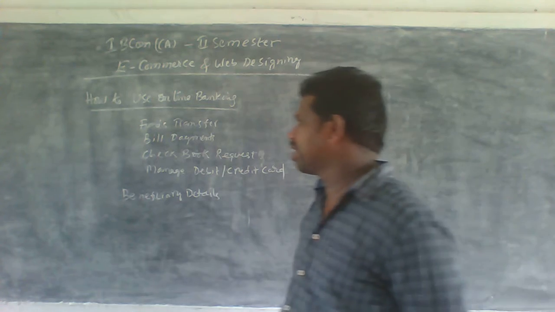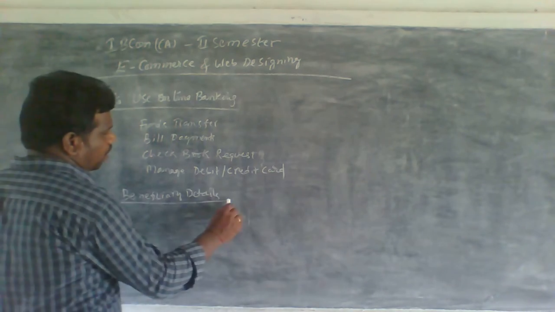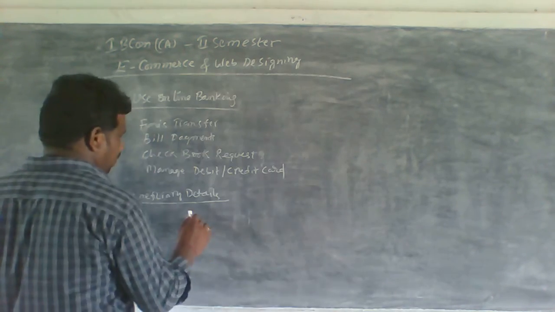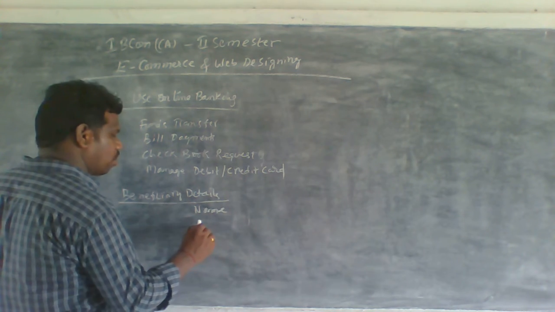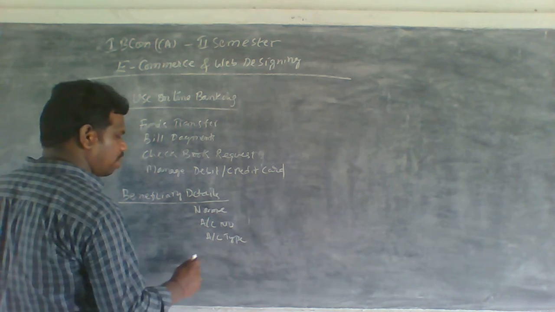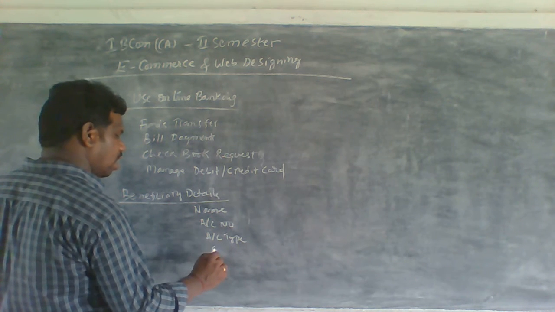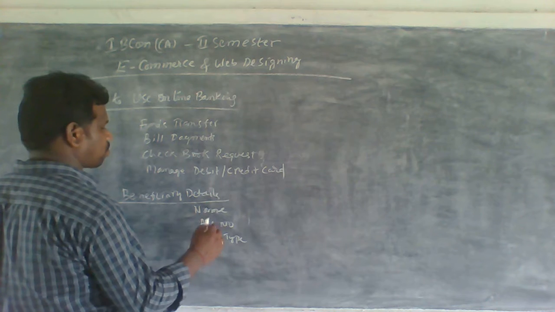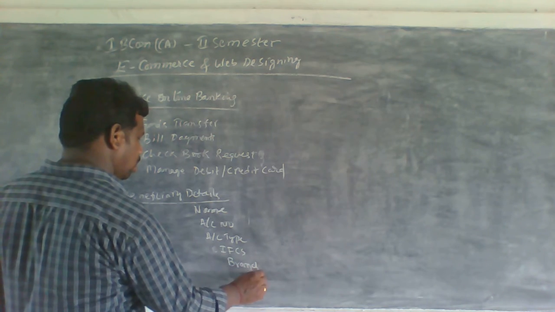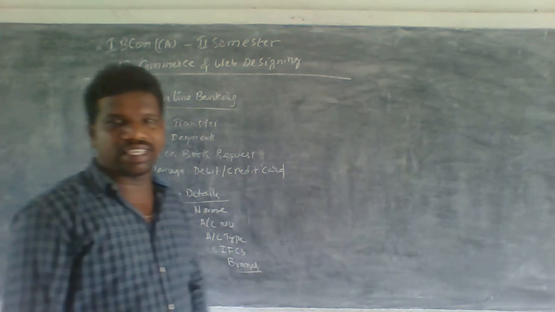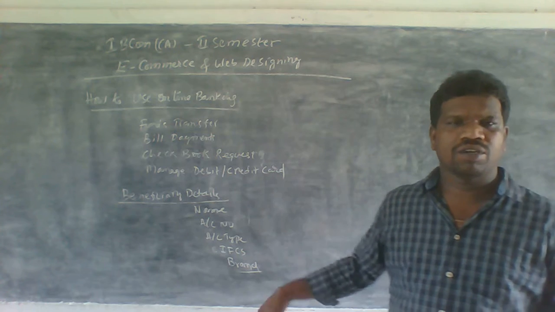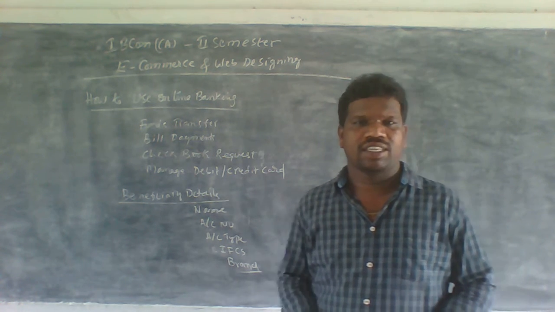And also there are beneficiary details. You need to enter the beneficiary details like the beneficiary name, account number, account type, account name, IFSC code, branch, and many other things. The beneficiary details can be added very easily here and managed very efficiently and effectively.